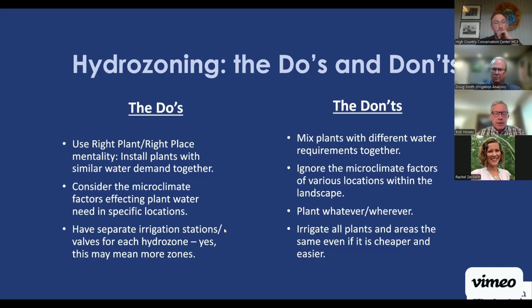So that's, I think, what happens a lot of times: contractors, especially, but clients try to say, hey, we can just put these together on the same zone. That's where things go awry. So yes, it's one more zone, one more valve. There's a little more work there, in a good way, in a bad way, but again, don't irrigate all plants and areas the same, even if it's cheaper and easier. So fight against that whenever possible.